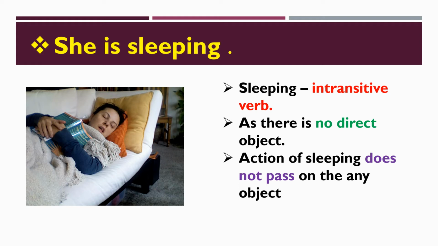If we ask, where is she sleeping? We get, she is sleeping on the bed. Now, as there is no direct object, the action of sleeping does not pass on to any object. So, she is sleeping is an intransitive verb.